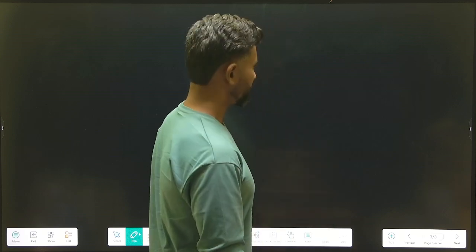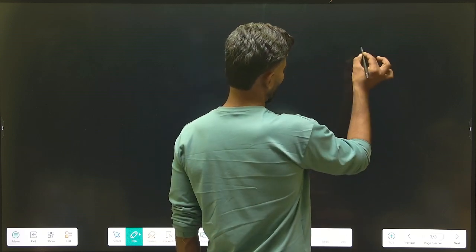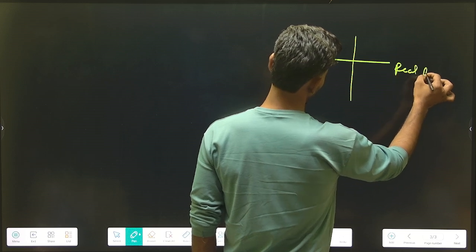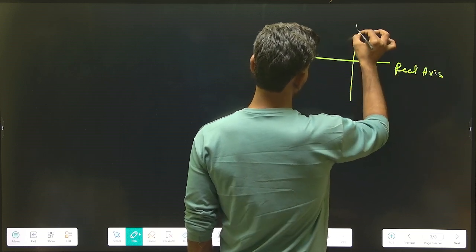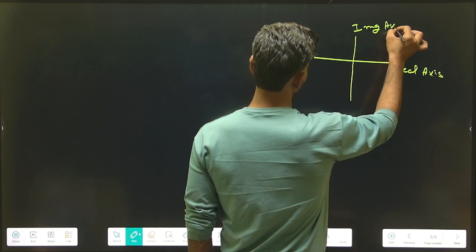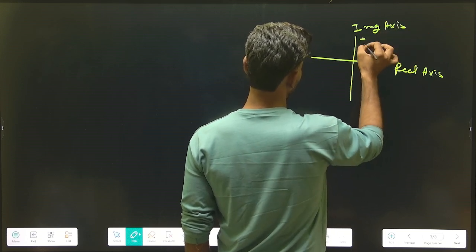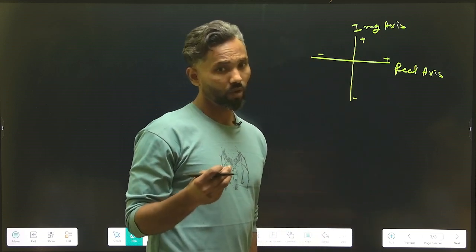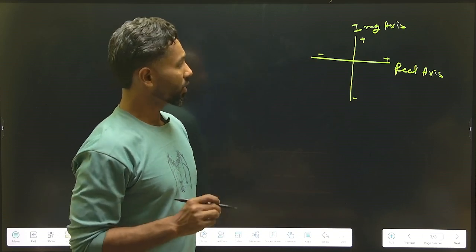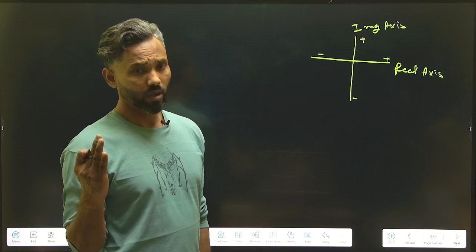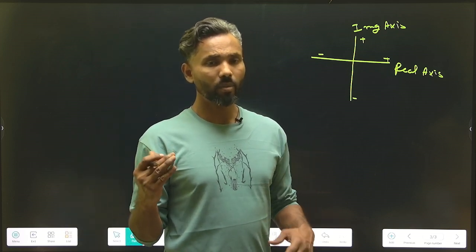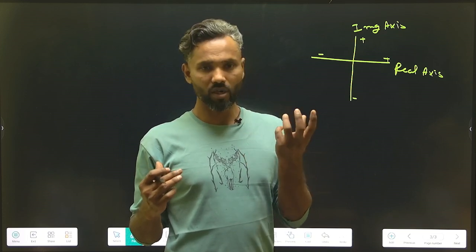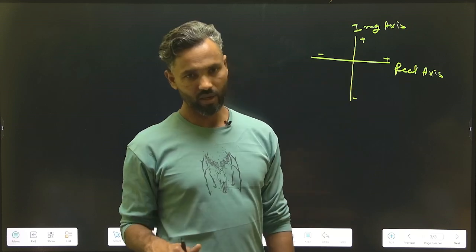Okay, so firstly, what is argument? At first we have to know this. So this is the real axis, we have discussed that, and this upper one is the imaginary axis. These are two axes, and this will be plus, this will be plus, this is minus, and this is minus, and this is the origin. Understand that? Okay, so what is argument? Argument is nothing but the angle subtended with the positive real axis. Understand that?